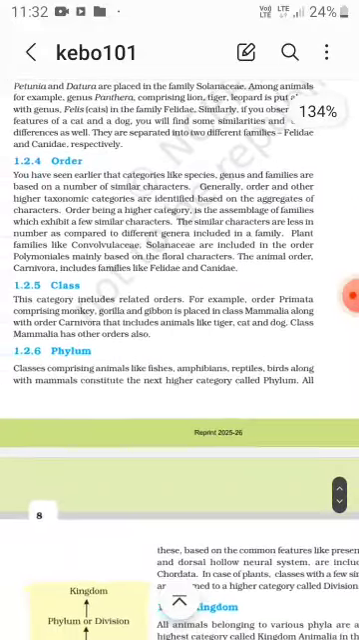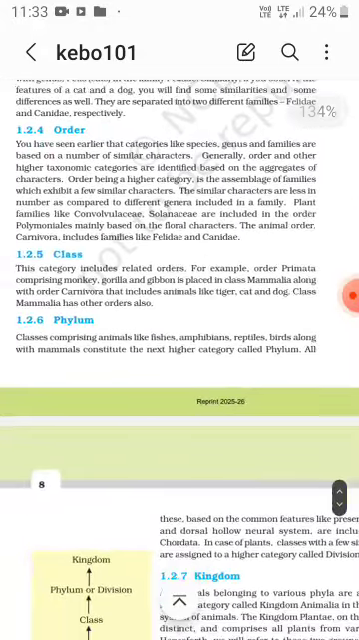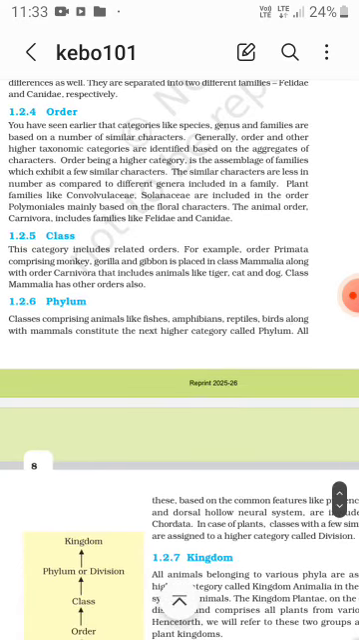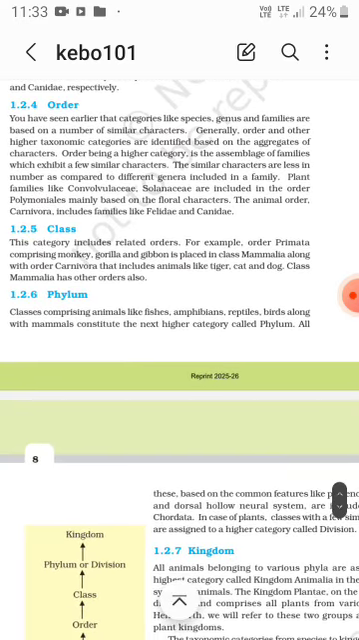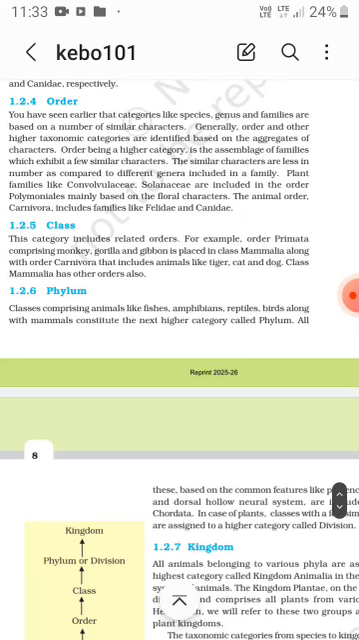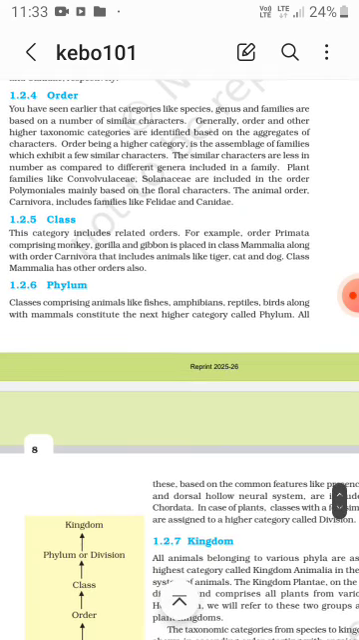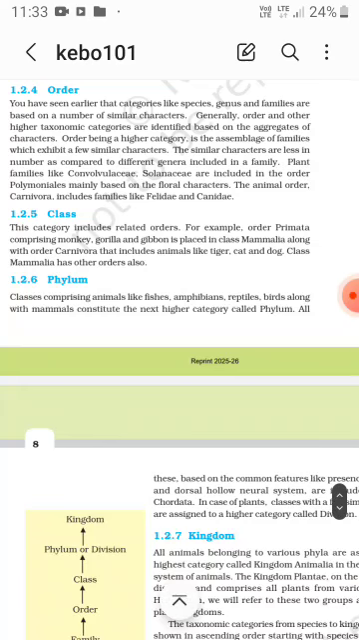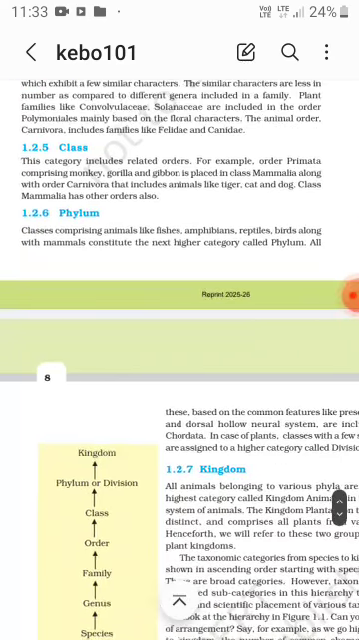Now class. This category includes related orders, right? Order Primata, comprising monkey, gorilla, gibbon, is placed in class Mammalia along with the other order Carnivora. So order Carnivora and order Primata are included in the class Mammalia, right? And class Mammalia also has other orders too.